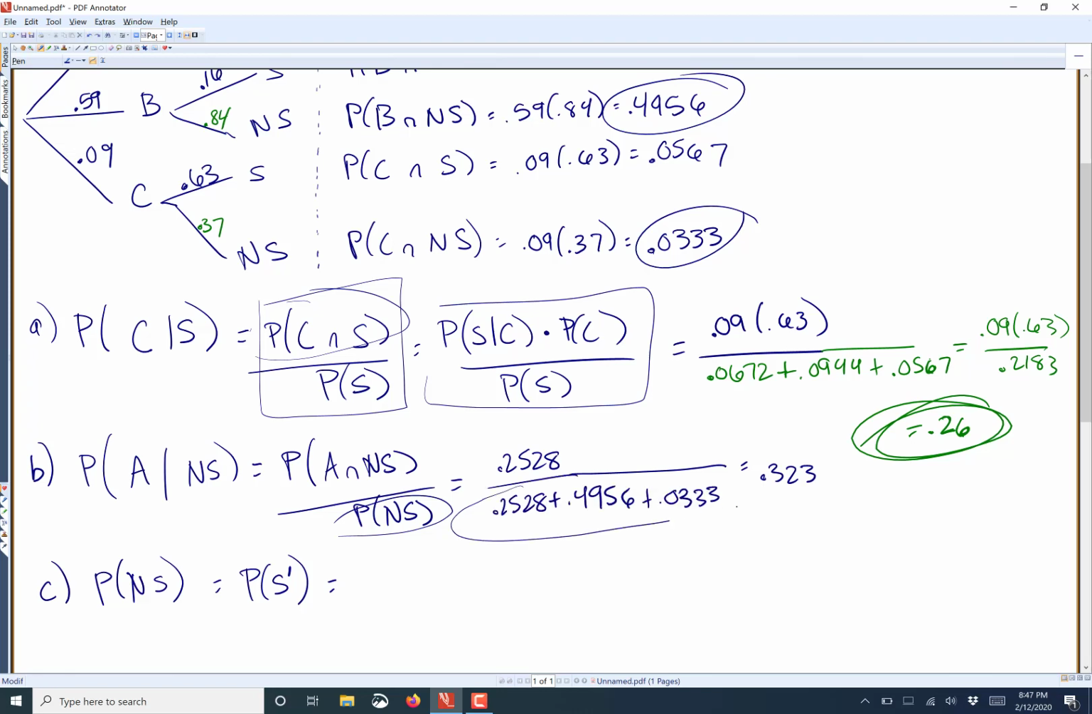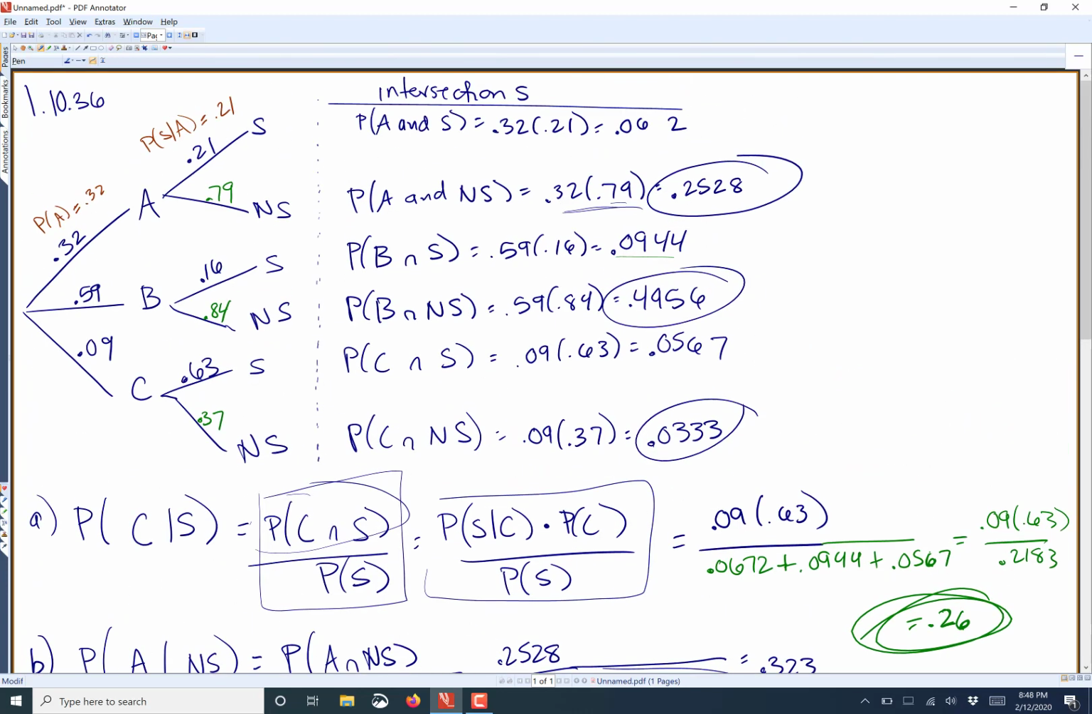This 0.2528 plus 0.4956 plus 0.0333, that is the probability of no symptoms. So 0.2528 plus 0.4956 plus 0.0333 gives me 0.7817. So there you go. Again, just do a tree diagram, and then it goes back to our basic rules for conditional probability.